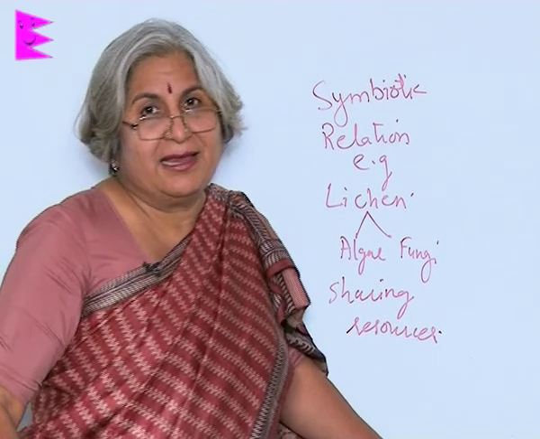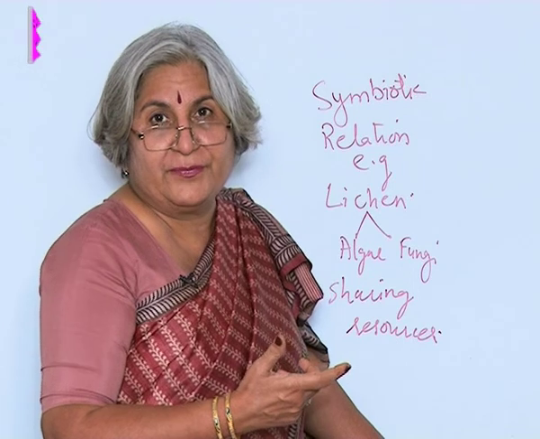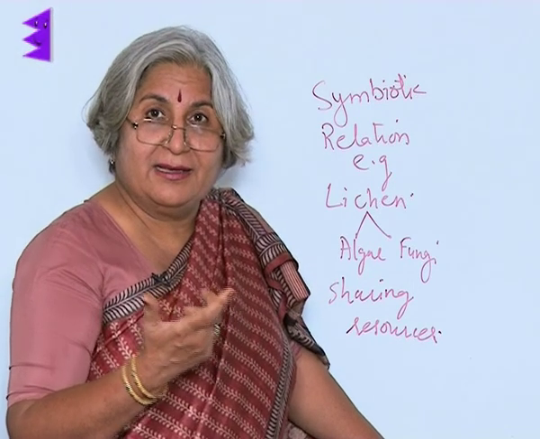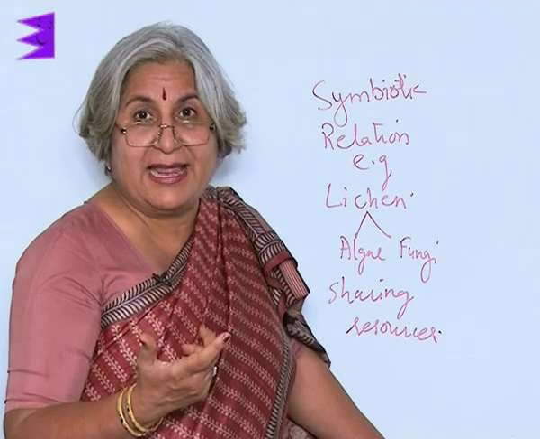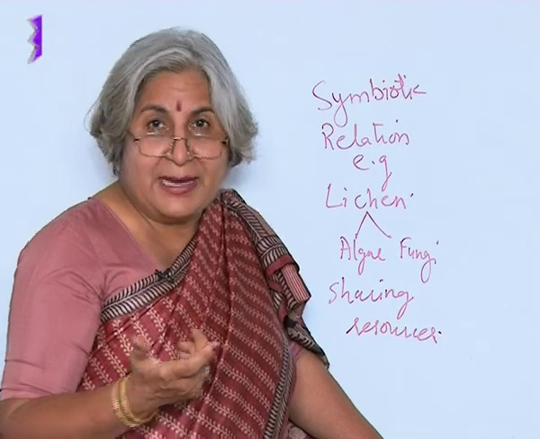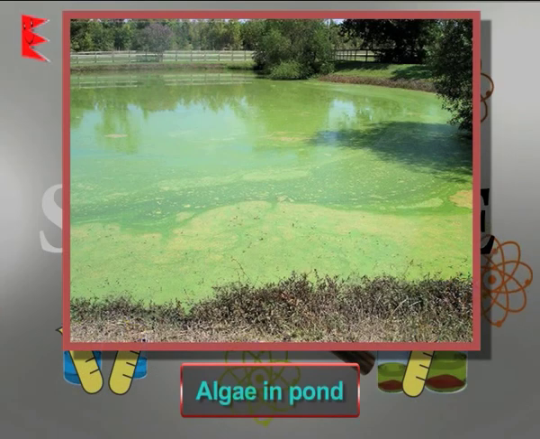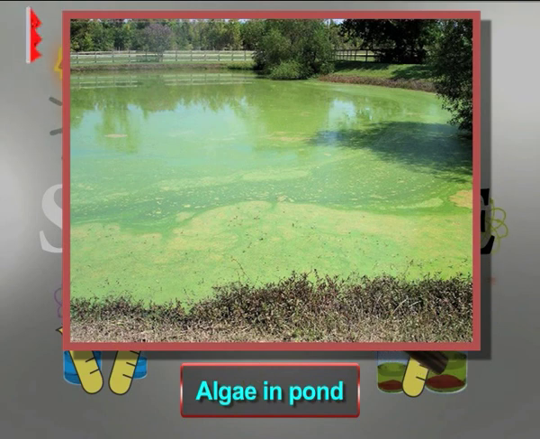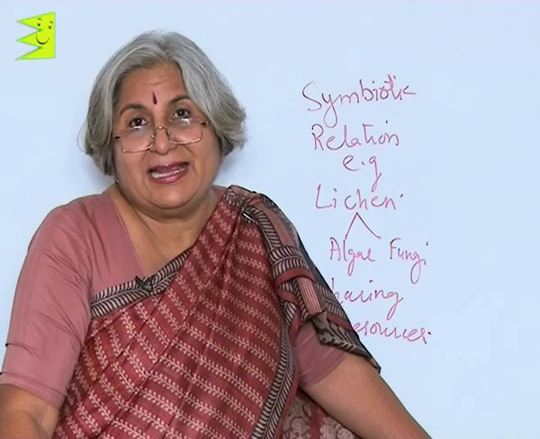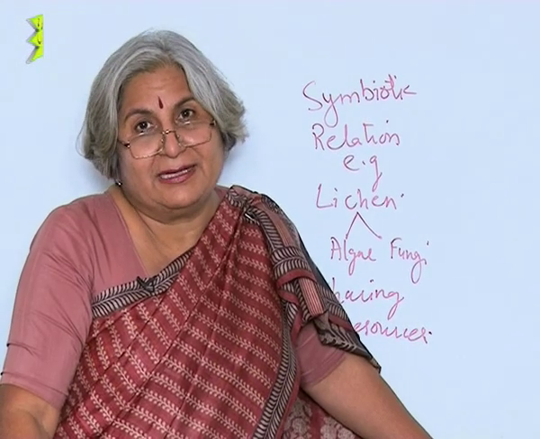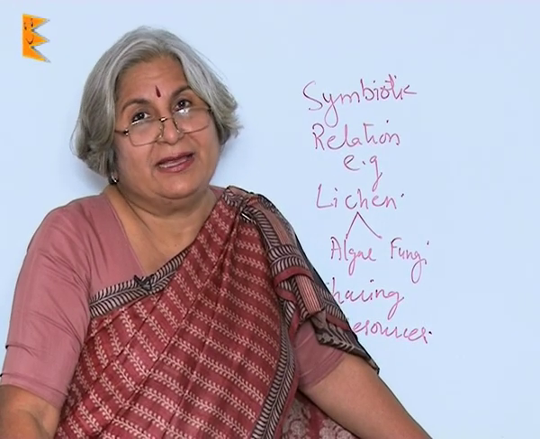And algae can make its own food. And where do we find algae? In ponds, in lakes, in water. Many times you must have seen that ponds are covered with a thick green covering. What is that? That is nothing but algae. Algae is a simple plant, but it has chlorophyll and it can make its own food.